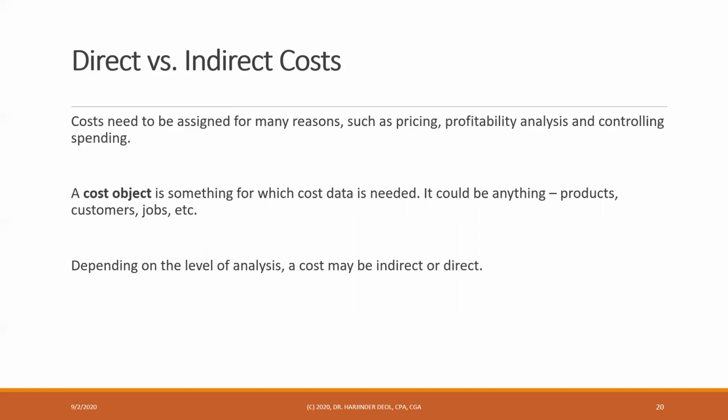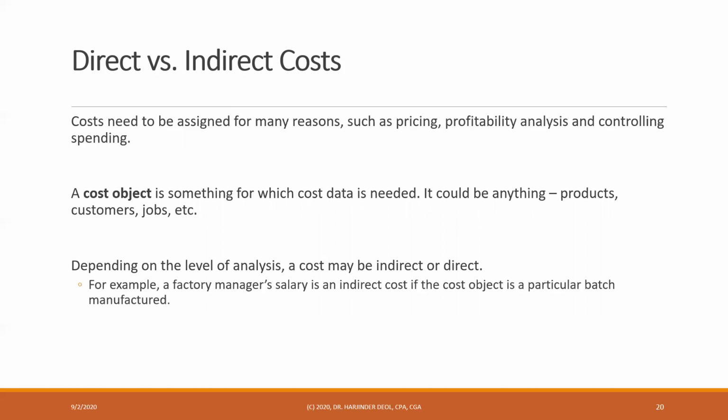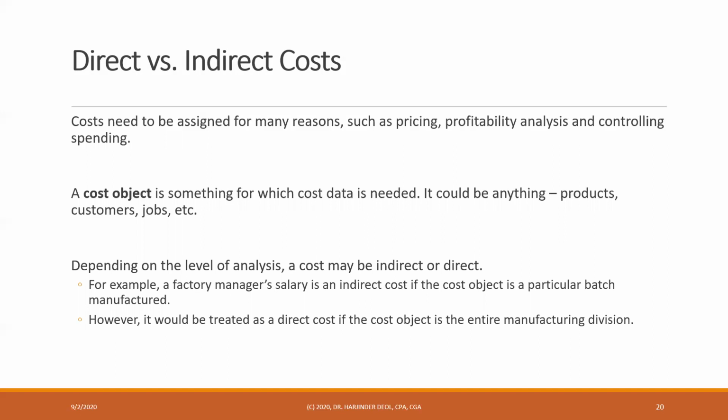So what's a direct cost? Again, a cost that can be traced to a single unit of a cost object. If it cannot, then it's an indirect cost. So for example, a factory manager's salary will be seen as indirect if we were looking at the level of a particular batch of product that's manufactured. However, the same factory manager's salary would be treated as a direct cost if the cost object happens to be the entire manufacturing division or that particular factory.